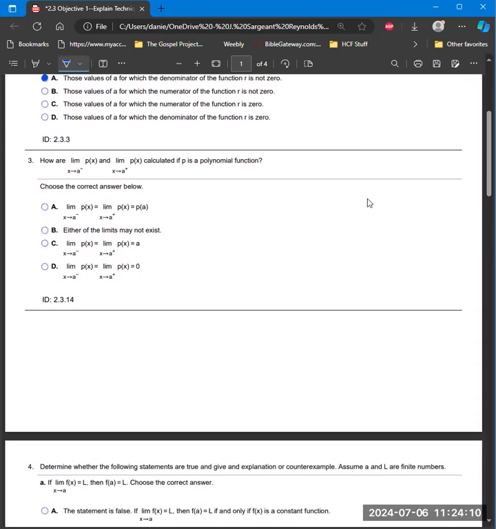How are the limit as x approaches a from the left of p of x and the limit as x approaches a from the right of p of x calculated if p is a polynomial function? Same thing, plug it in and you get p of a.